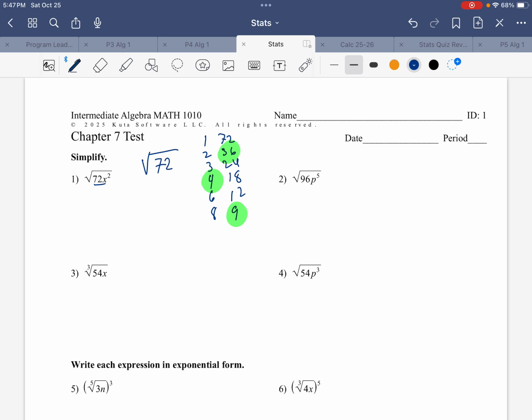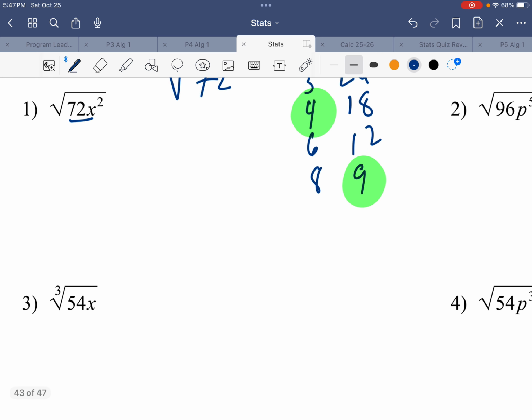In this example here, let's say you didn't automatically choose 2 and 36, and you chose the square root of 9 times 8. That's still going to work. For this x squared, it is a perfect square, so I'm going to separate it out and include it over here. We said that the product of the radicals can be written as two radicals that we're multiplying here. So it's like the square root of 9x squared times the square root of 8.